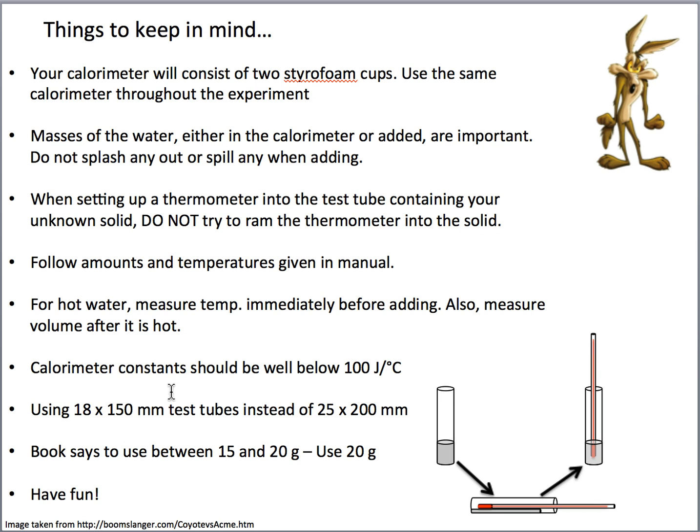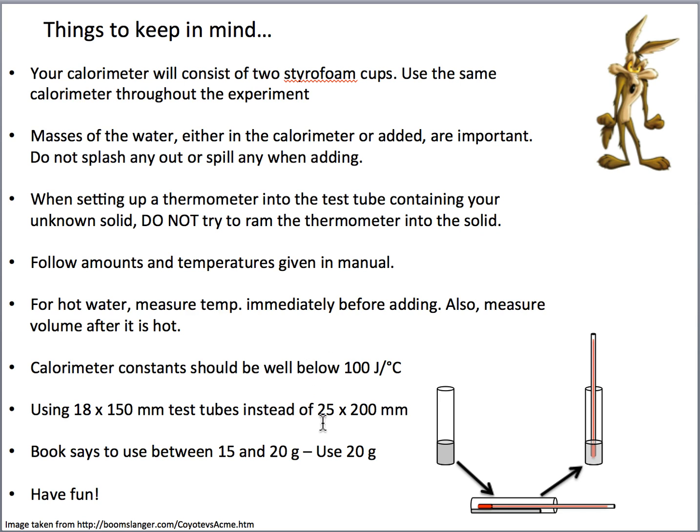In fact, you should be getting calorimeter constants well below 100 joules per degree C. So a benefit of being able to do the calculations before you come to lab is that when you get in there, you'll be able to determine whether your data is giving you good calorimeter constants or not.